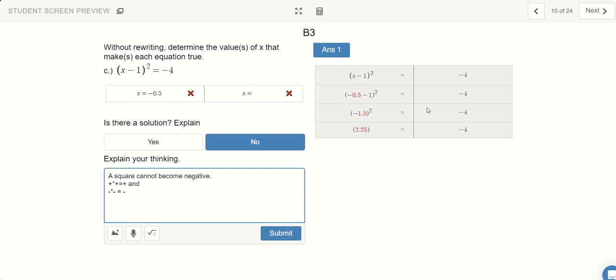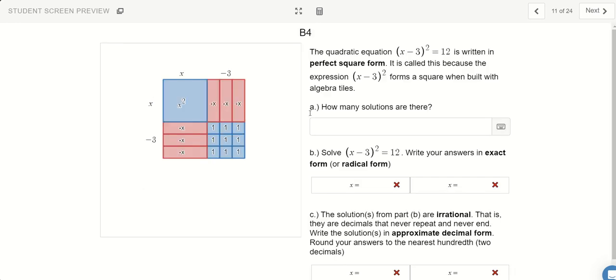So let's go and focus a little bit more on how many solutions each of these have. Again, this one has no solution because nothing works that's going to turn that to negative 4. So let's go ahead and take a look at B4.